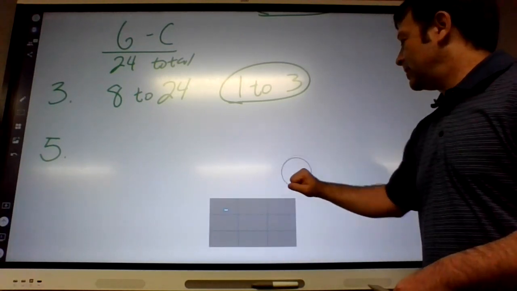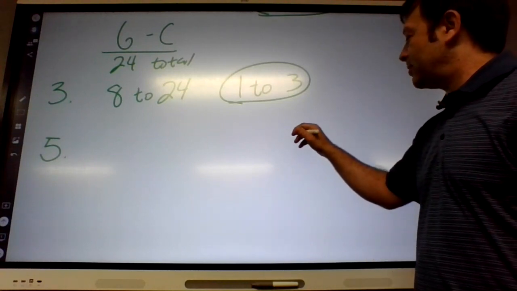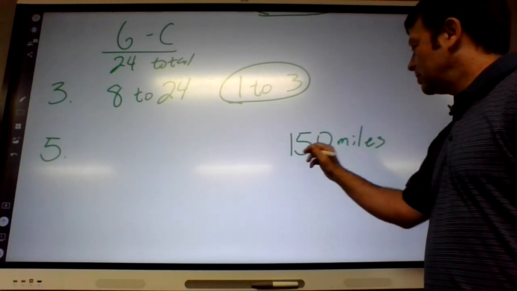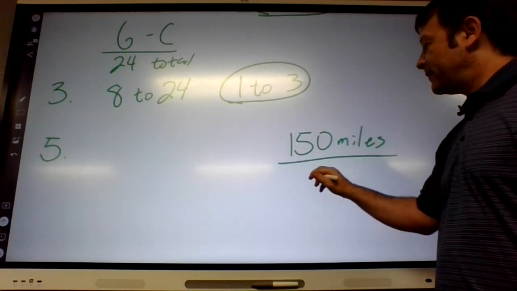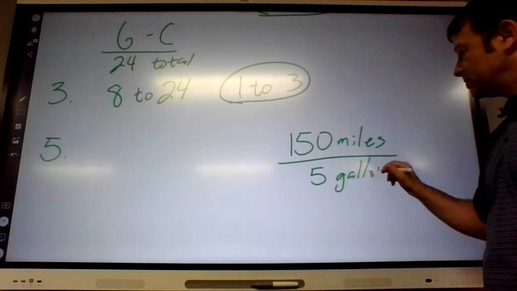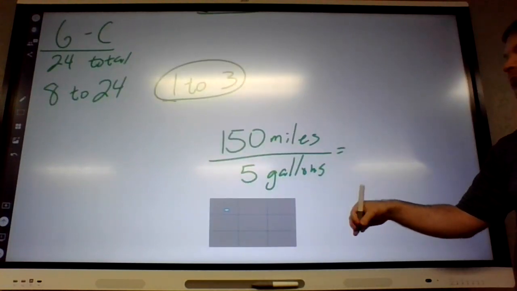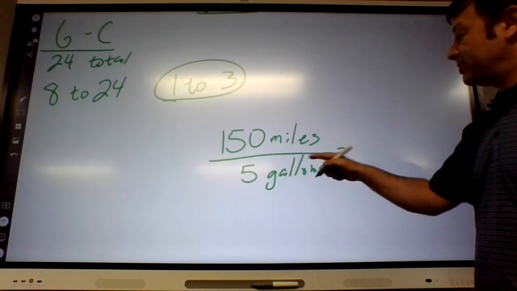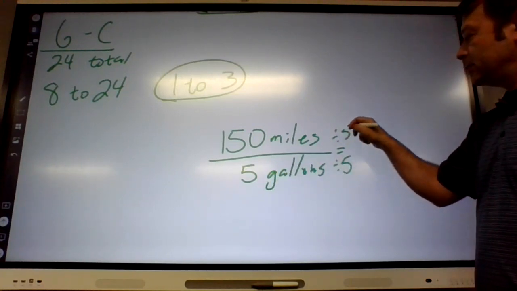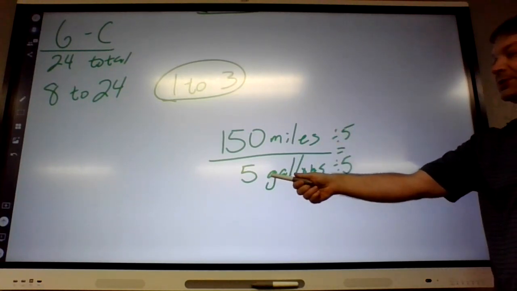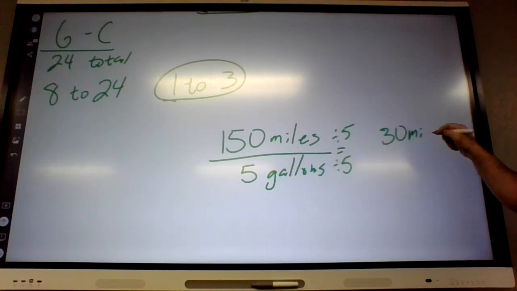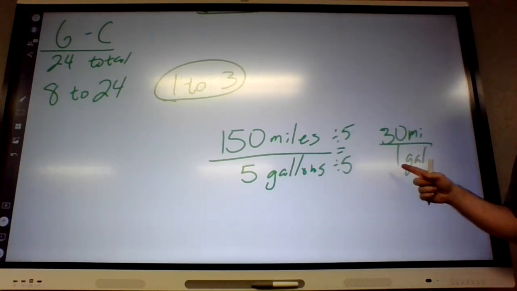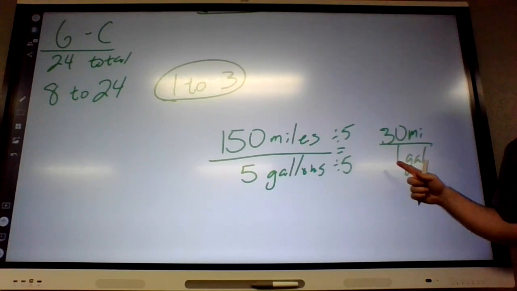So as an example, if you drove your car 150 miles, and you used 5 gallons. Okay, how would we change this to the unit price? Basically, you want this to be a 1. So how do we turn this into a 1? Divide by 5, right? You just divide by this number. So you get 30 miles to 1 gallon. So you just divide by the second number. Okay?